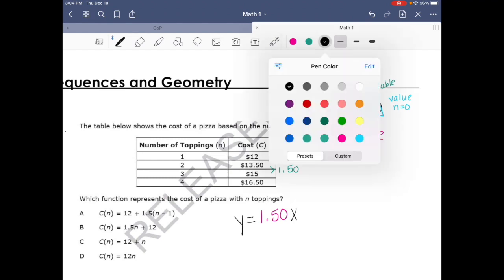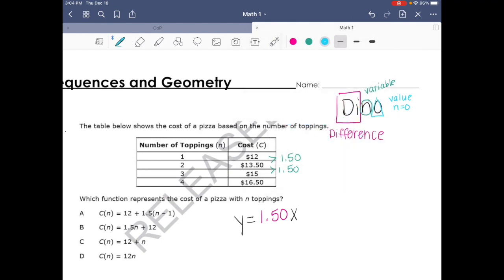And then we need the 0 term. So the 0 term is actually working backwards. So if I'm at 1 and I want to go back to 0, I need to subtract 150. So if I'm at 12 and I subtract 150, that's going to give me a total of 1050. So this is going to be plus 1050.